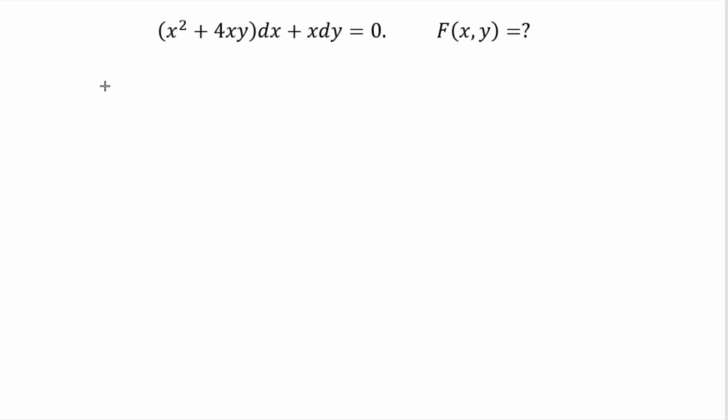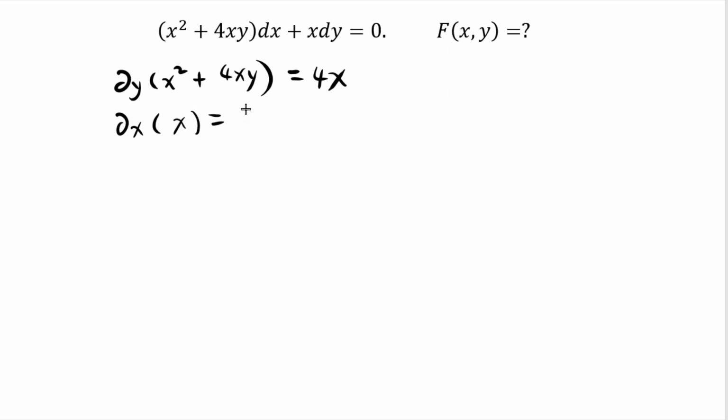Here's a differential equation that looks like an exact differential equation, but it's not. If you check for exactness, you get 4x from the y derivative of the coefficient of dx, and the coefficient of dy, if you differentiate by x, you get 1, so they're not equal. So what do you do in that case?